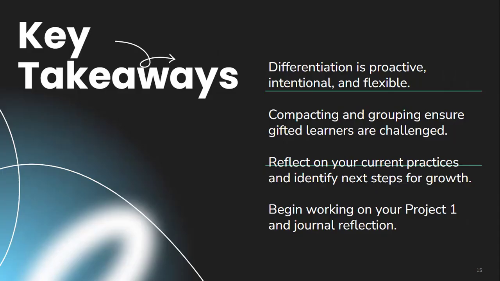Maybe it's using pre-assessment more consistently, or perhaps it's becoming more intentional with your grouping strategies. Curriculum compacting and flexible grouping are two strategies that can yield immediate impact when implemented well. Start small and build confidence over time. Your reflection journal this week will help you clarify those goals and guide your next steps as a teacher of gifted and talented learners.